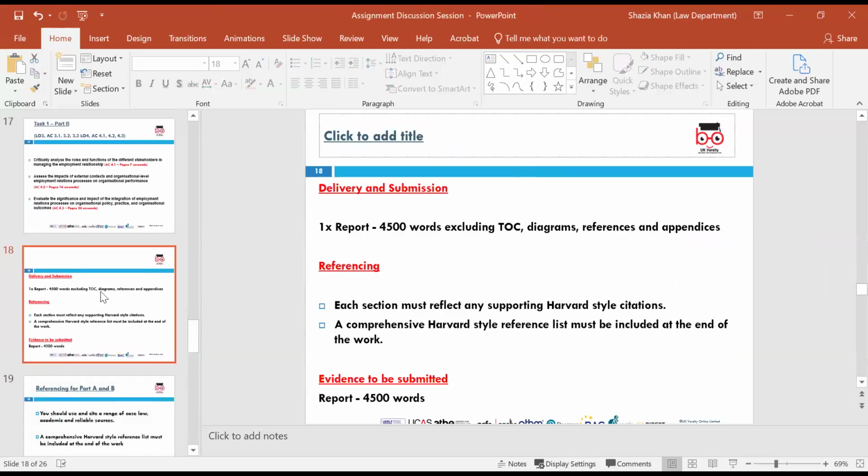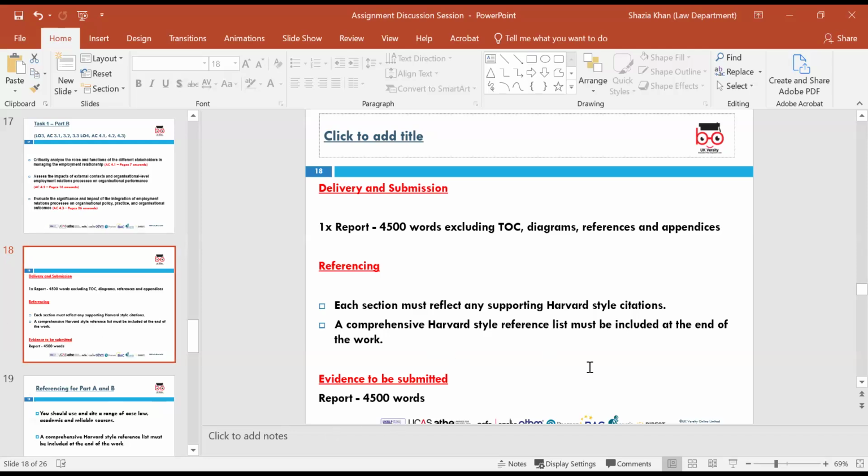Okay, so delivery and submission of part A and B is one report and it's 4,500 words, excluding any sort of diagrams, references, appendices. Make sure for each, if you look at part A, you should be literally doing 2,250 words, and part B 2,250 words to make sure it's even.